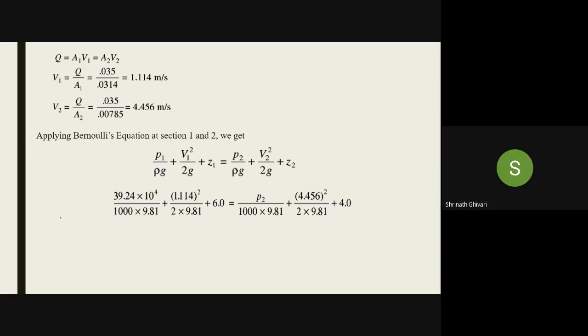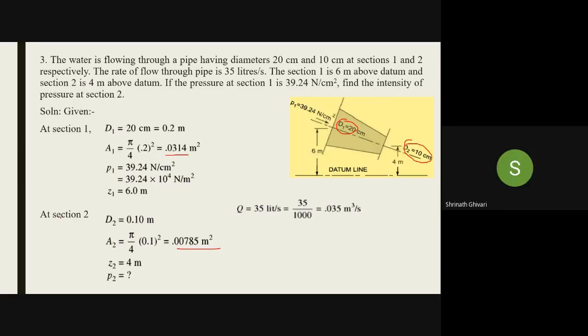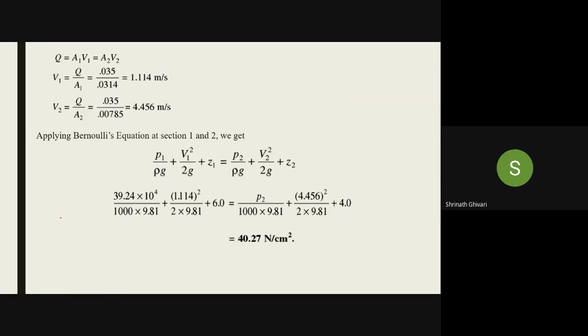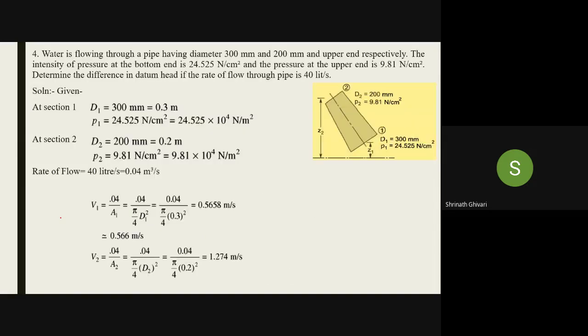Very good. 40.27 into 10 raised to 4 Newton per meter square. That is 40.27 Newton per centimeter square, if you remove 10 raised to 4. Understood how to solve the problem? Yes, sir. Okay. Fine. So the next problem is to be done by you people.